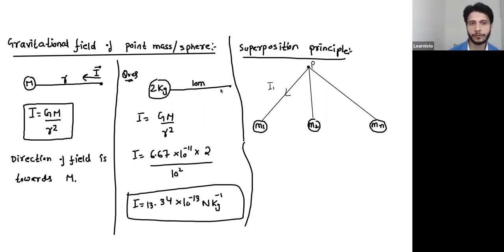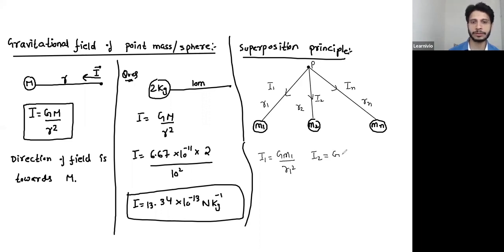See, for calculating field, you don't need a second mass. Field is a property of a single mass only. If you have this relation, you don't need another mass. Only due to 2 kg, you can calculate field. You have n masses here, you're supposed to calculate the field over this point. To calculate the field at this point, we will first calculate the field due to individual masses. If I call this separation R1, this separation R2, this separation R3, Rn, then I can write I1 as GM1 by R1 square.